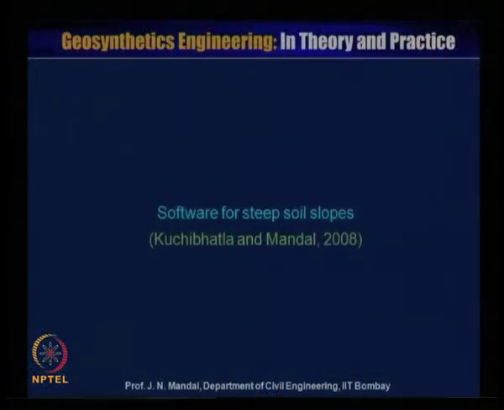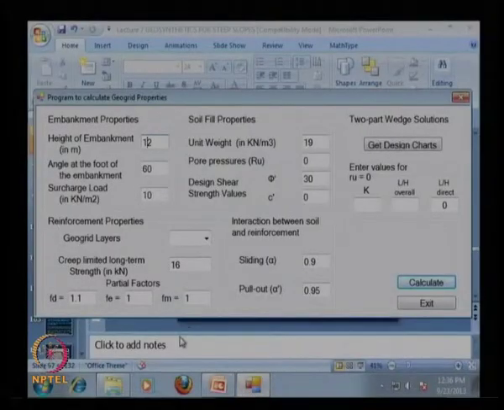Now, I will show you that software for steep soil slope. This software has been developed by Kuchibhatala, and it is very interesting. With the same software you can design the slope at any angle as you like, and also you can design the mechanically stabilized reinforced soil slope.